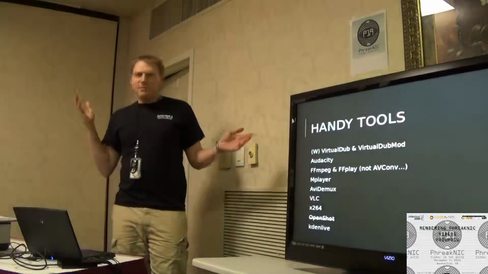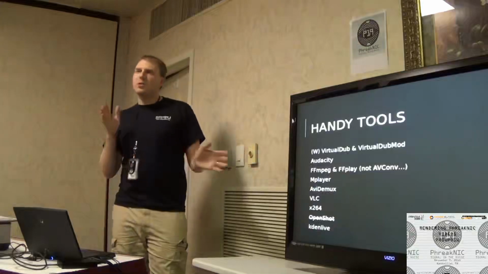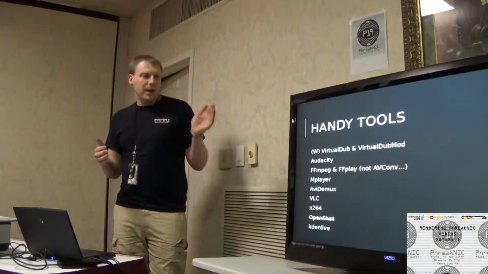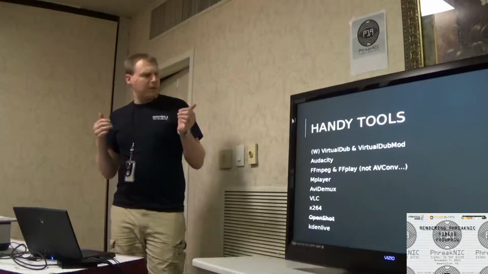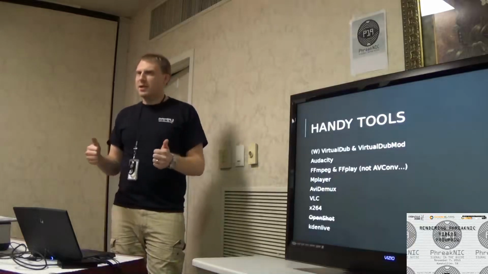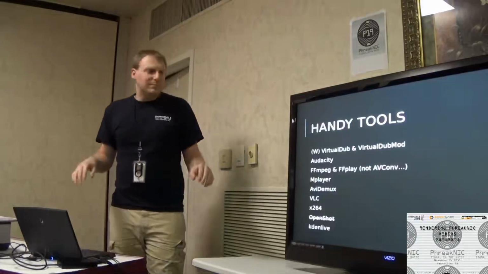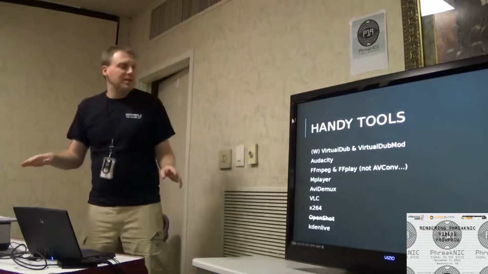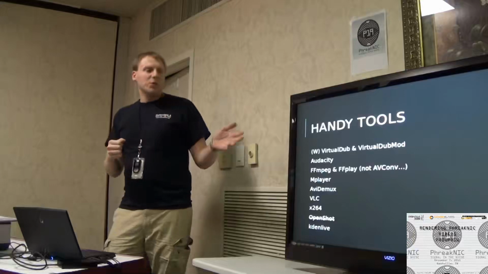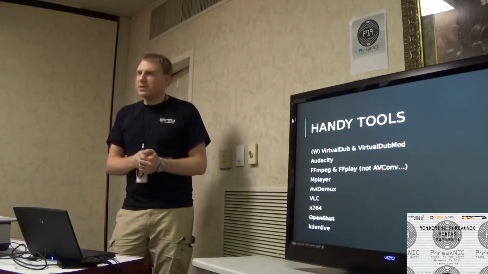So a couple handy tools that I always recommend for video stuff. On the Windows side, VirtualDub and VirtualDub Mod. Those are 2 separate programs. Audacity is, of course, open source. FFmpeg and FFplay, that's always cool. Not AVConf. Some people say, oh, that's what Ubuntu uses, so I'm going to use that. There's a big split. I can get into that sidewise. MPlayer, always cool. AVI Demux is kind of like VirtualDub for Linux and is actually cross-platform and open source. VLC, everyone knows that.